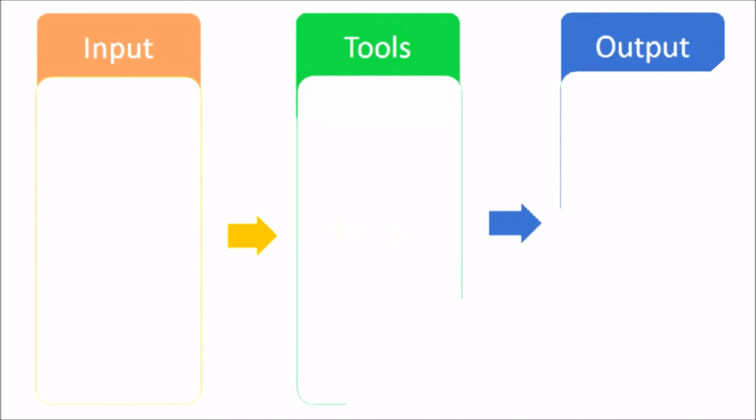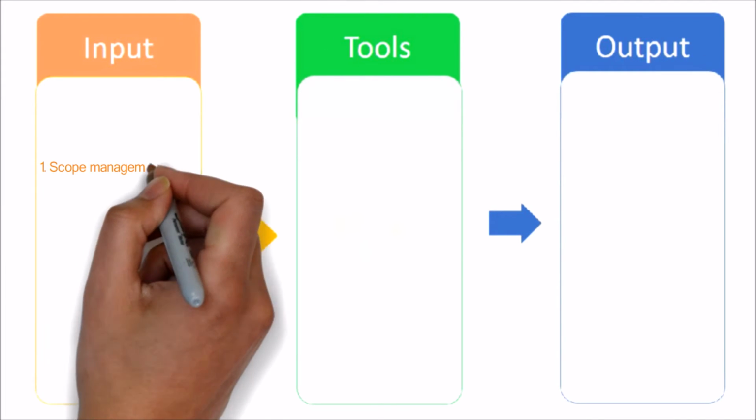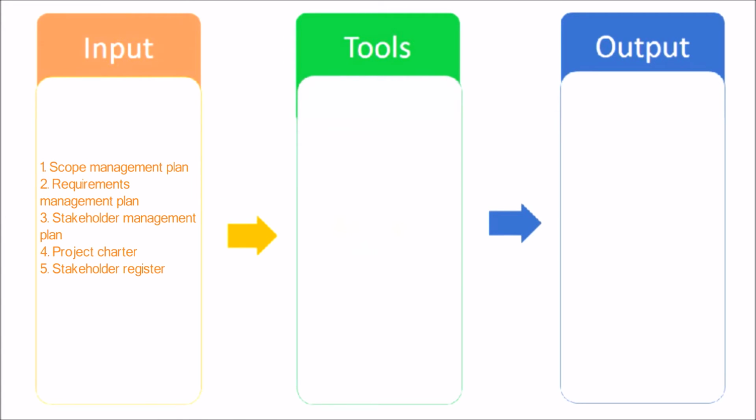Let's see the inputs, tools and techniques, and output of the collect requirements process. Here are the inputs. Scope Management Plan. The Scope Management Plan provides clarity as to how project teams will determine which type of requirements need to be collected for the project. Requirements Management Plan.